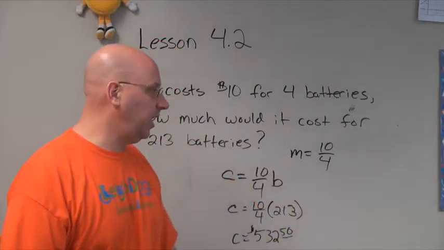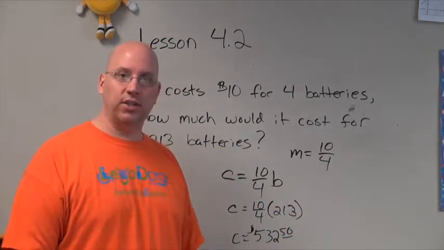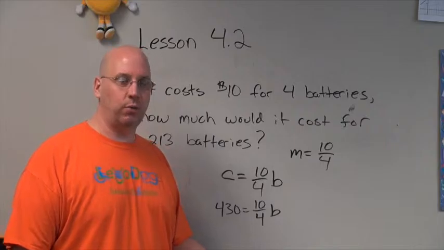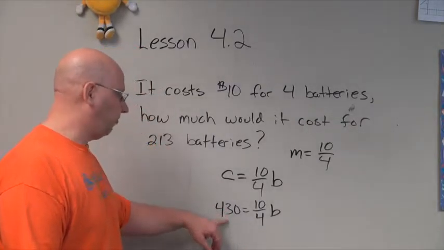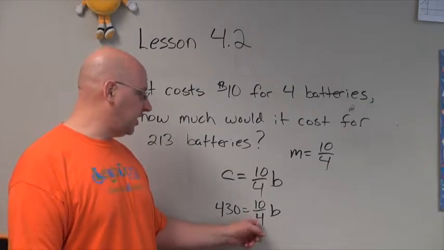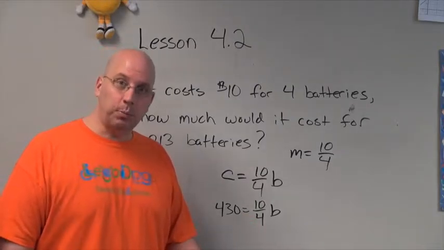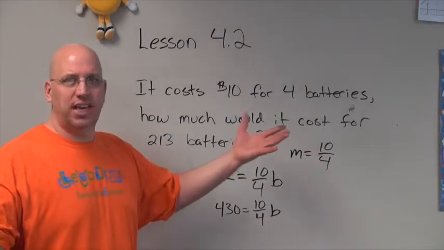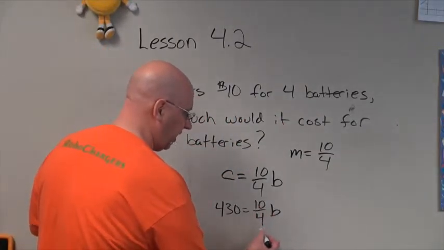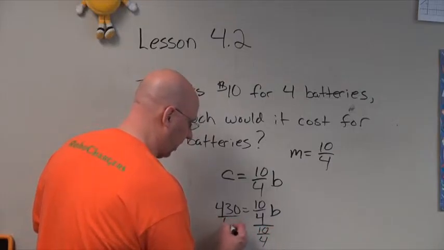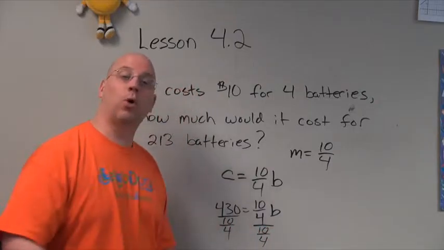But now, what if you said, all right, I have 430 bucks. How many batteries could I buy? Well, that'd be easy enough too. You just got to switch this thing around. So now I have $430, and I want to know how many batteries I can buy. So I put 430 in for cost, and I'm going to be solving for B. When you solve this, you could multiply both sides by the reciprocal, 4/10, or you're using calculators here. You could say, this is 10/4 times B. I'm going to divide by 10/4 on both sides. That would work as well.